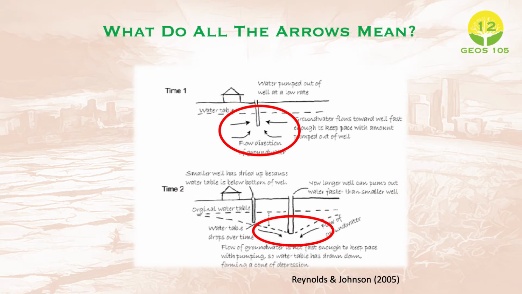As we continue to study this diagram in detail, I want you to notice that the flow direction of groundwater is shown with one set of arrows, and the lowering of the water table is shown with another set of arrows. When you use arrows, as in this case, or symbols on other concept sketches, it is essential to clearly indicate what each arrow is trying to show.